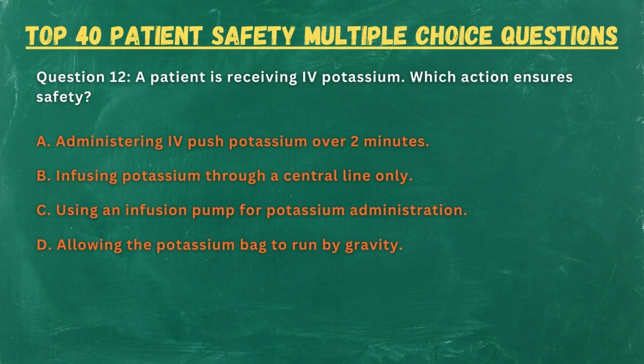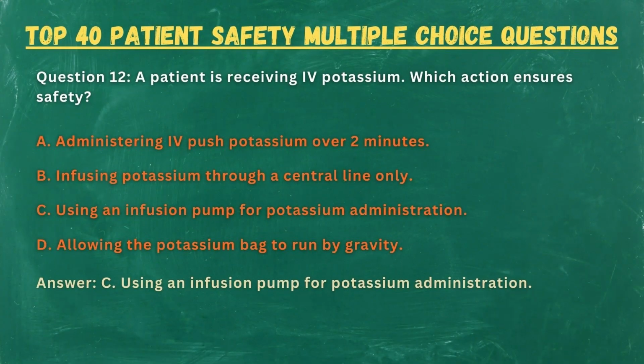Question 12. A patient is receiving IV potassium. Which action ensures safety? A. Administering IV push potassium over 2 minutes. B. Infusing potassium through a central line only. C. Using an infusion pump for potassium administration. D. Allowing the potassium bag to run by gravity. Answer: C. Using an infusion pump for potassium administration.